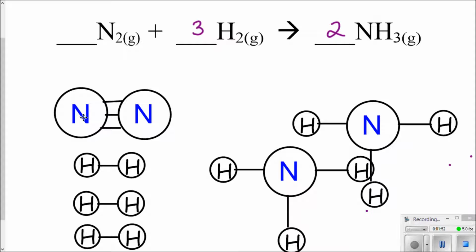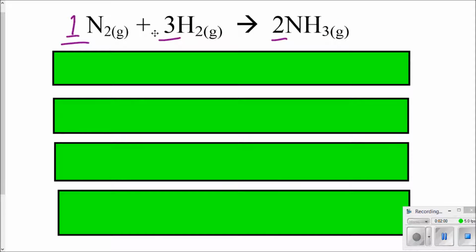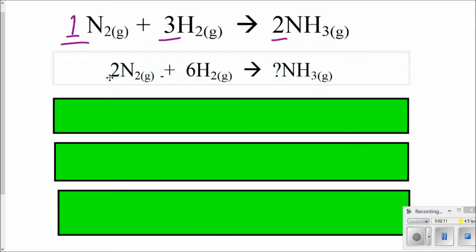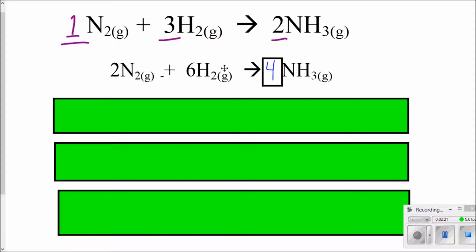So for every 1 N2 that I have, it will react with 3 H2s to form 2 NH3. Okay, so we have a 1 to 3 to 2 ratio. Now, what would happen if we had this scenario? Let's change this. Now we have 2 N2s, we have 6 H2s. How many NH3s should we have? Think about it for a moment. If you said 4, you're correct, because this still has a 1 to 3 to 2 ratio if you reduce it.